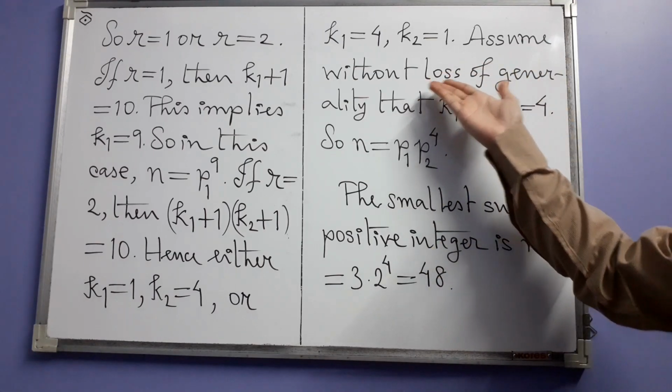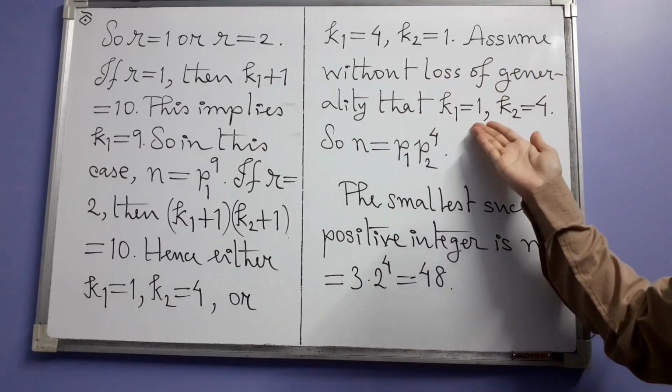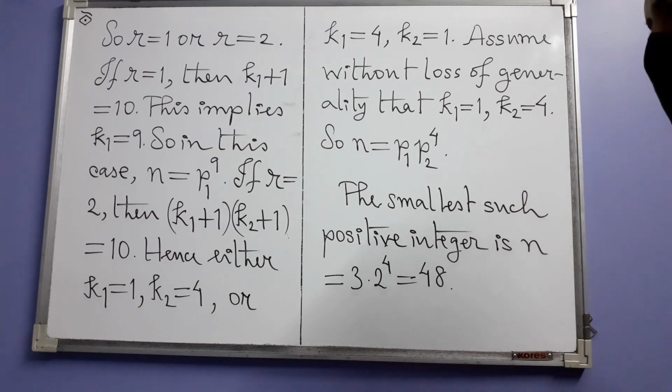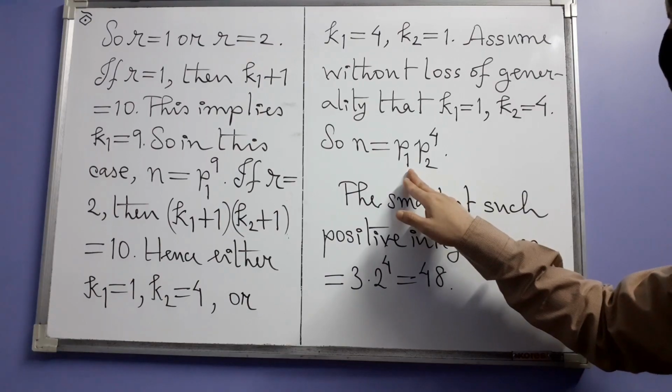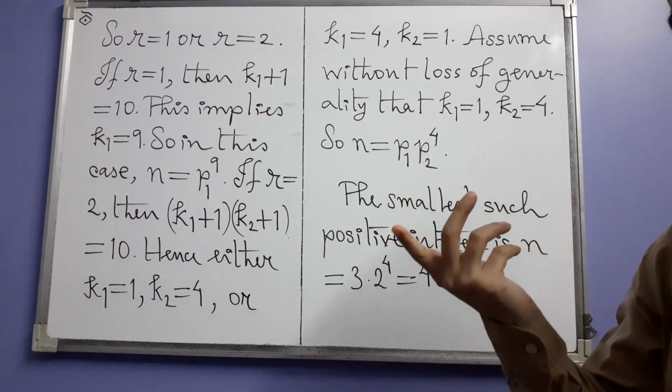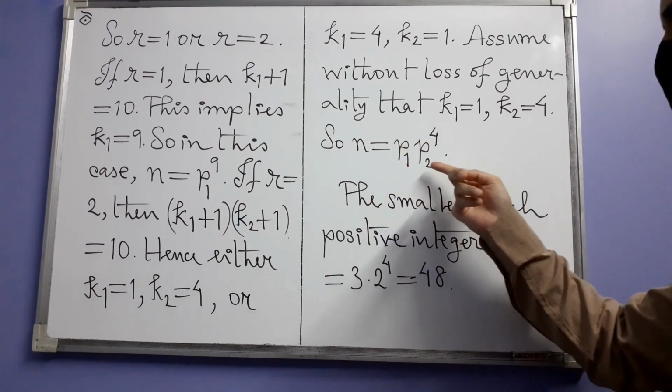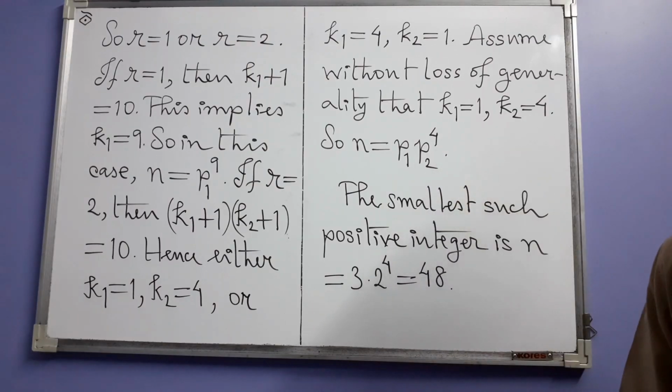So we can assume without loss of generality that k1 is 1 and k2 is 4. And that's why in this case our n looks like this, p1 to the power k1, k1 is 1, so we have simply p1 here, and p2 to the power k2, k2 is 4.